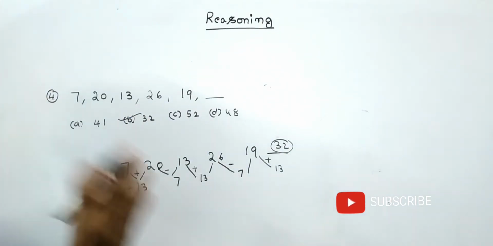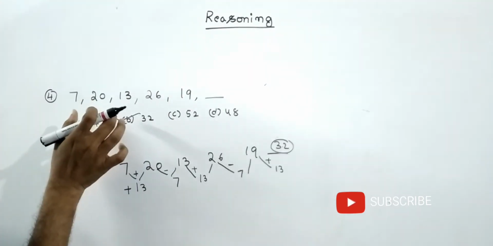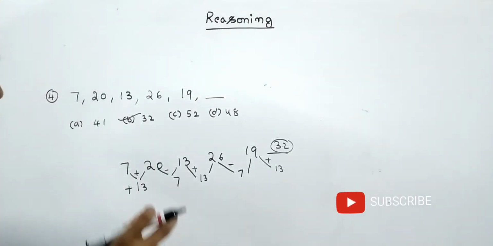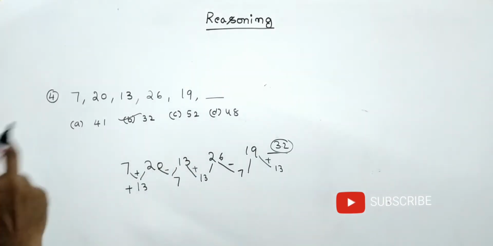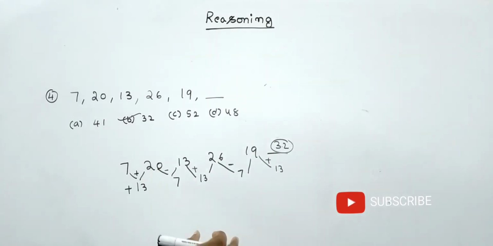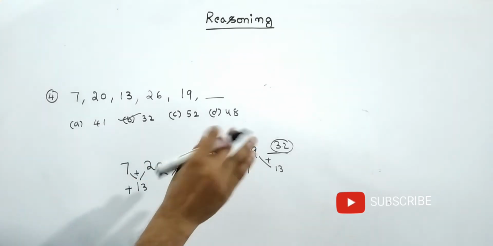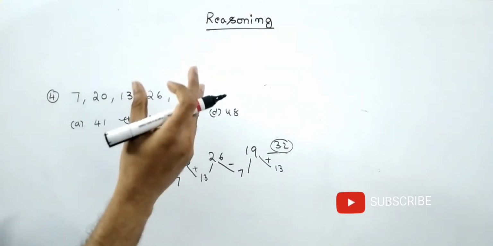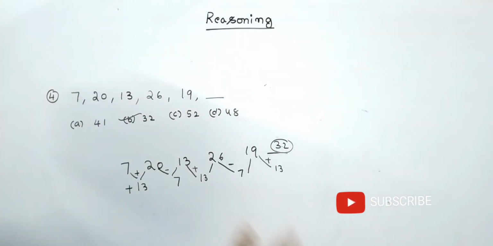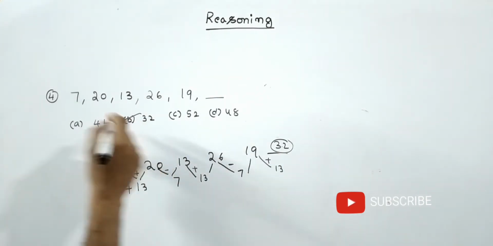See friends, again I am telling you, if the series is increasing and decreasing, then definitely there should be an addition or subtraction. If it is continuously increasing, it is addition. If it is continuously decreasing, it is subtraction. When the difference is very small, then only it is addition or subtraction. If the difference is large, then there should be a multiplication or square or cube. So like this we have to solve the problem. Now the answer is 32.